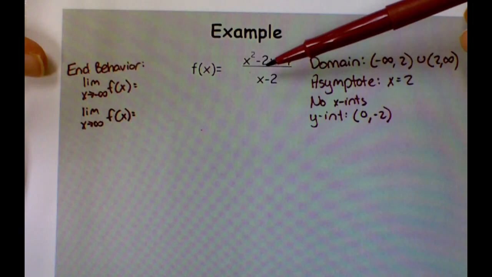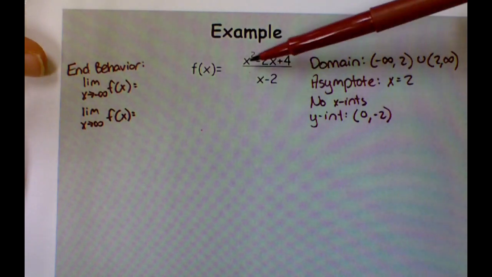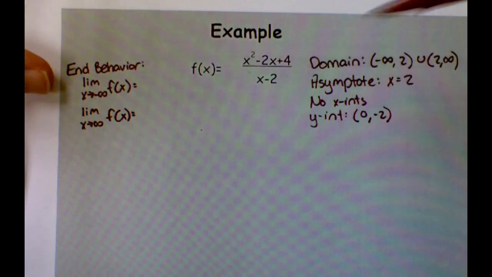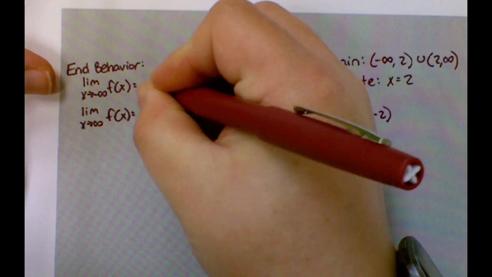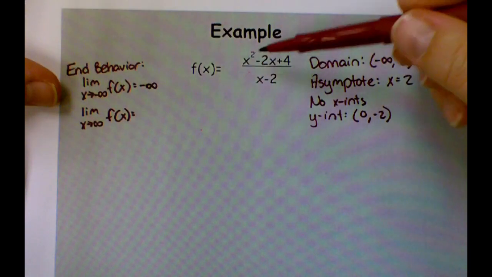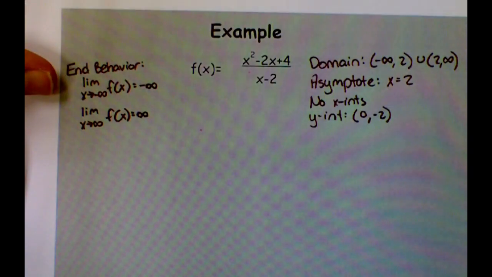Well, if I look at this, when I do all my limit rules, I'm going to divide everything by an x. So I'm going to end up with an x on the top. If I plug in negative infinity to that, I'm going to get negative infinity. So the left side is going to go down. And if I plug in positive infinity to it, the right side is going to go up to positive infinity.